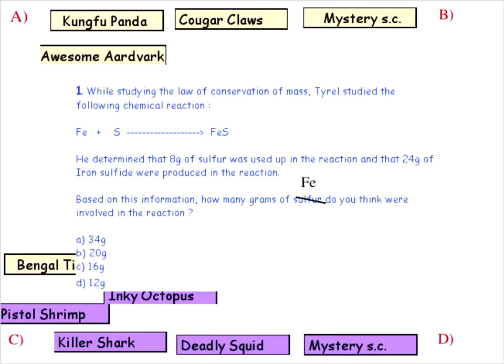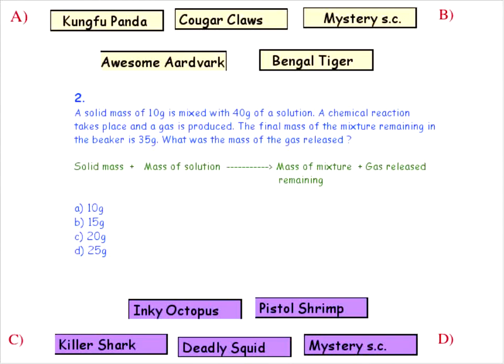Okay, we're off to a good start. Yay for the sea creatures. Okay, on to the next screen.